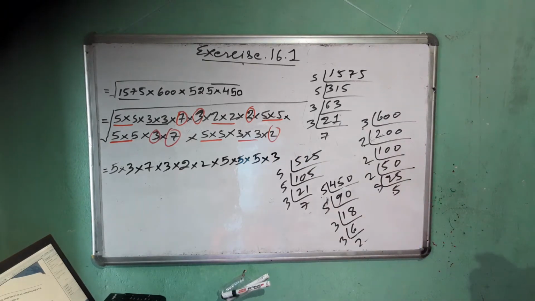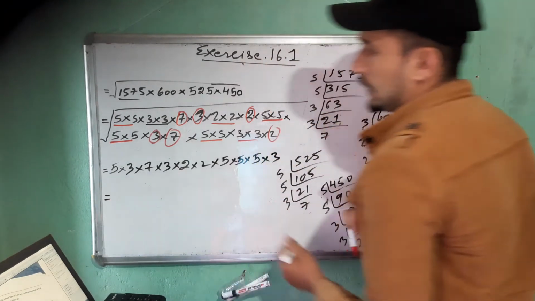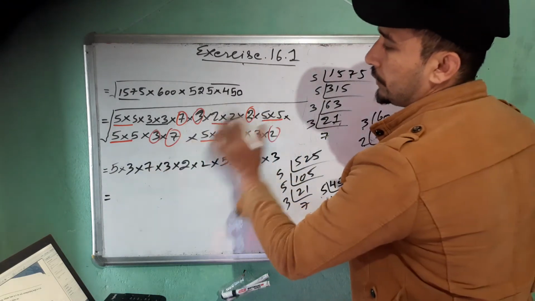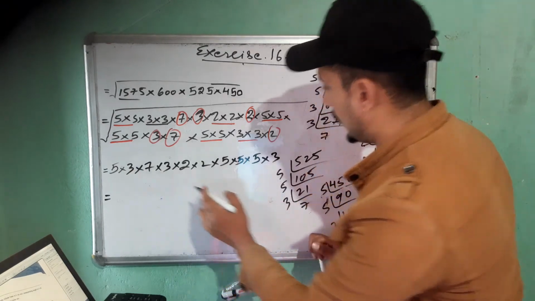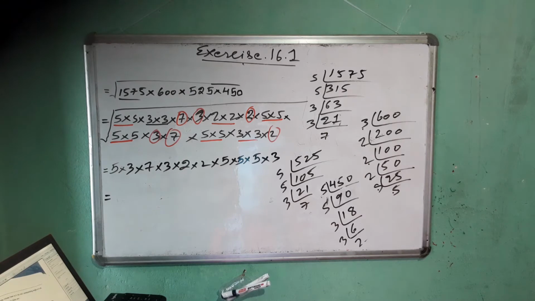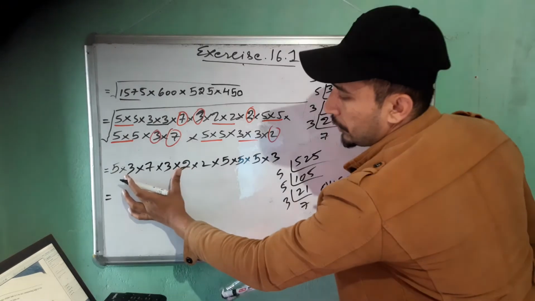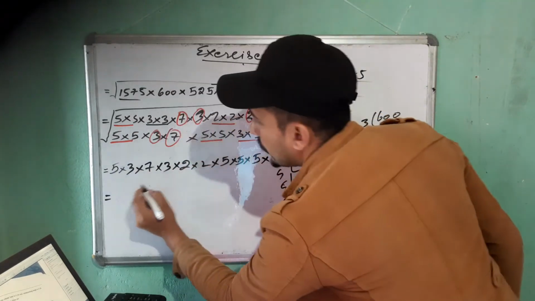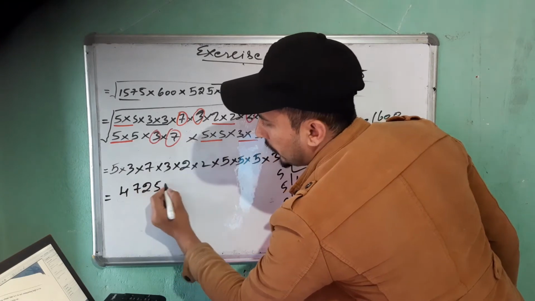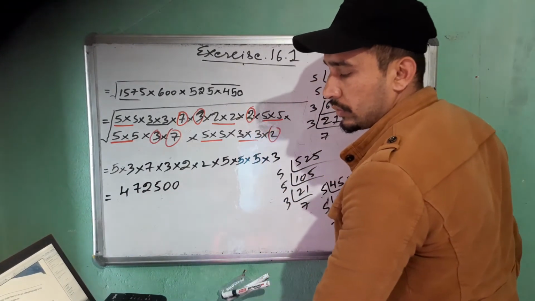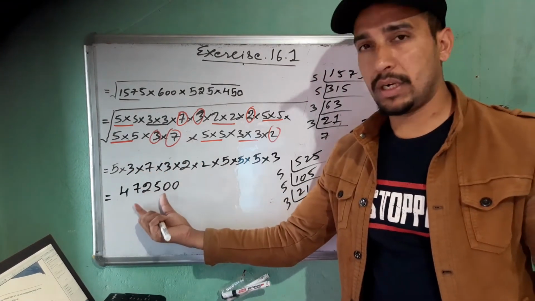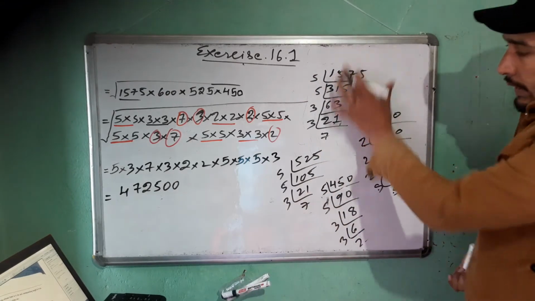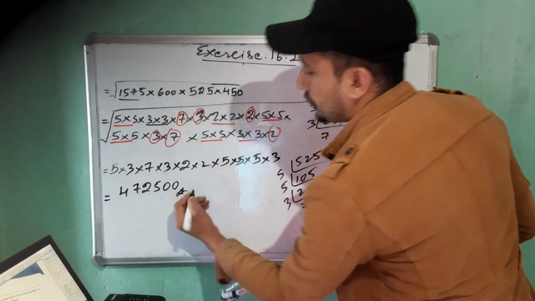So this is the value. If you multiply this, no need to put the root. The value of this will be equal to how much? 5 3s are 15. Let's do the multiplication. On multiplication you will get 472500. I have used a calculator for the multiplication here. You can do it in rough column and then write the value.